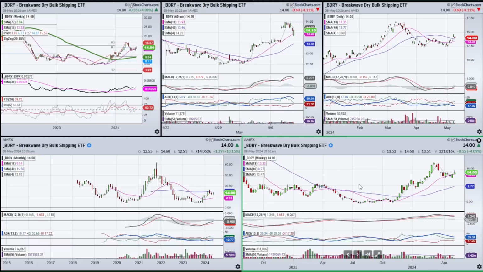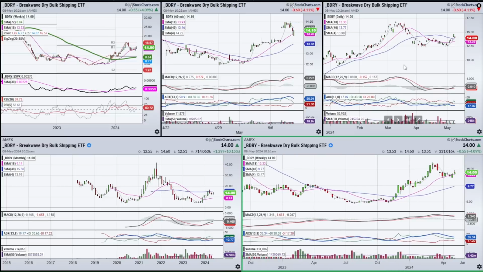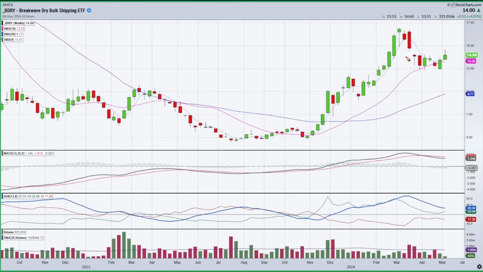Okay, so BDRY. We're getting a pullback here. Now, let's just look at this, because this is a 2 time frame pattern. We get a move to the upside. We've got good momentum. The MACD crosses over during the pullback. When I see that, it doesn't mean that I don't want to do it anymore. It means I want to be a little bit more careful about my entry. So what we're looking for when that happens is typically some kind of a double bottom.